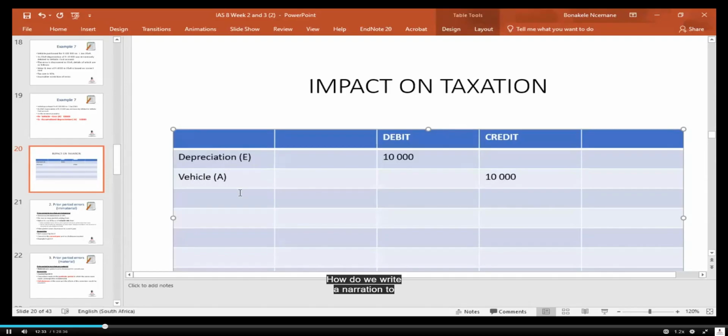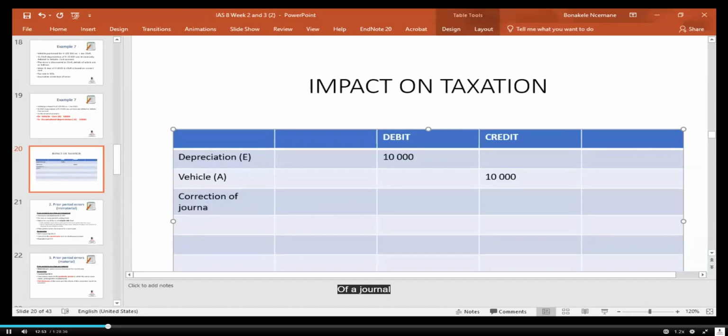And now how do we write a narration for this journal? Correction of a journal dated 2019. So we're correcting a journal that occurred in the current year. So hopefully we've all seen the journal. I'm going to delete it now because I need more space to indicate another principle that I wanted to touch on.